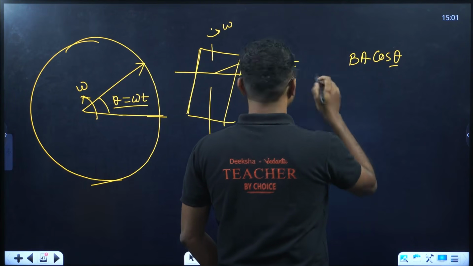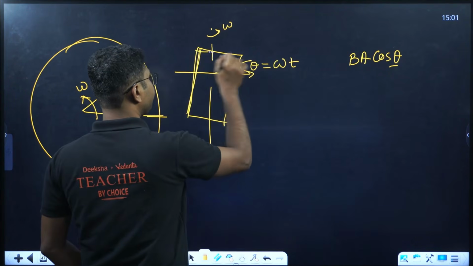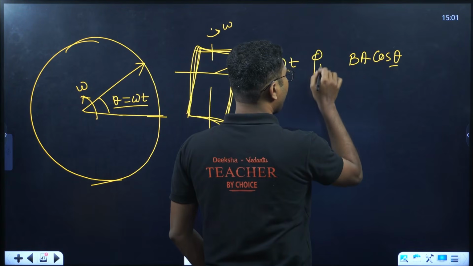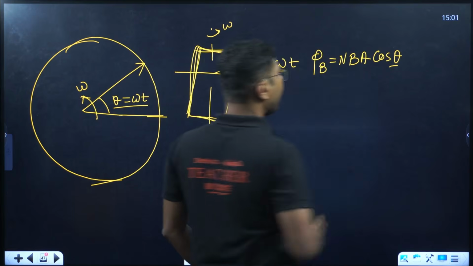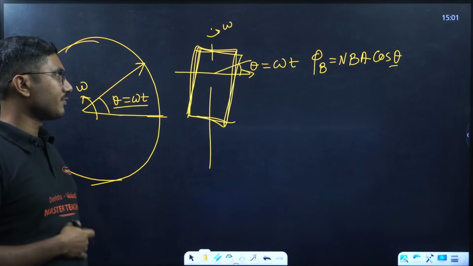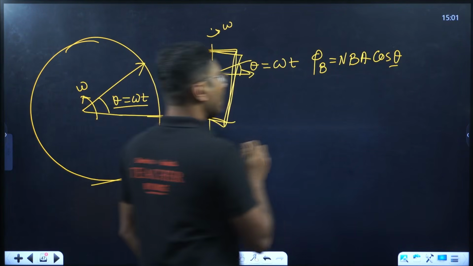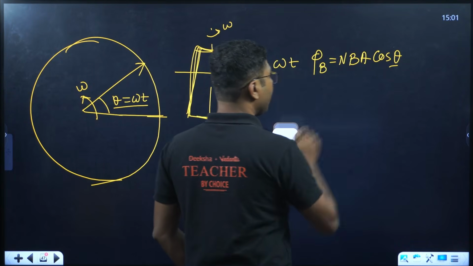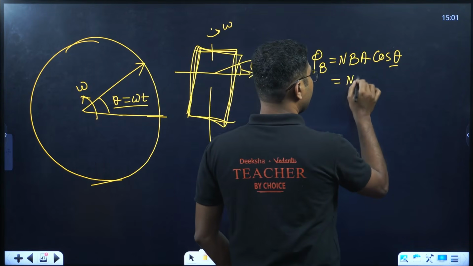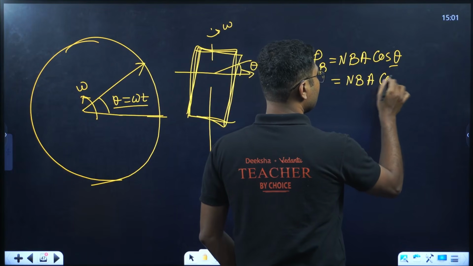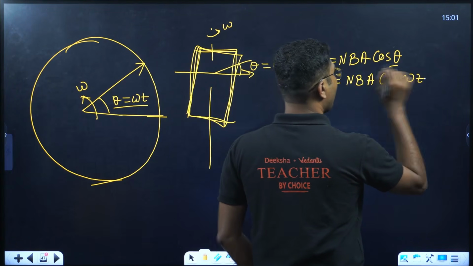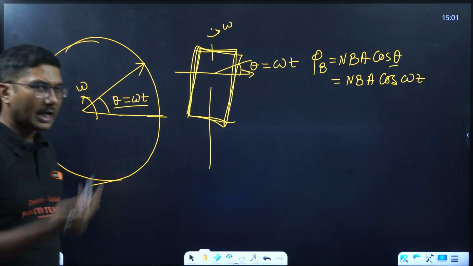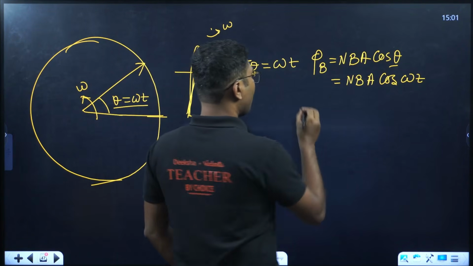Suppose we have more than one coil. If we have N coils, then the flux linked with this coil is NBA cos phi, and here you have to write NBA cos omega t. Omega t is the angle at some time t.